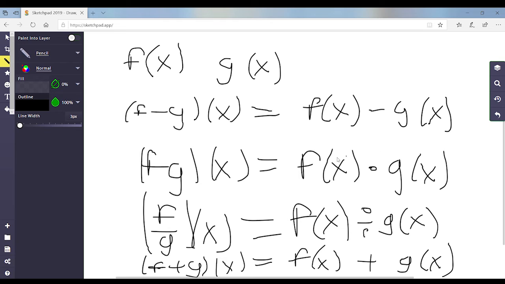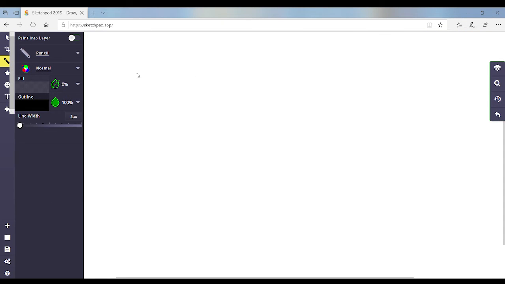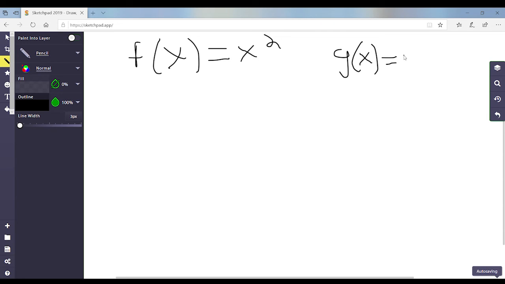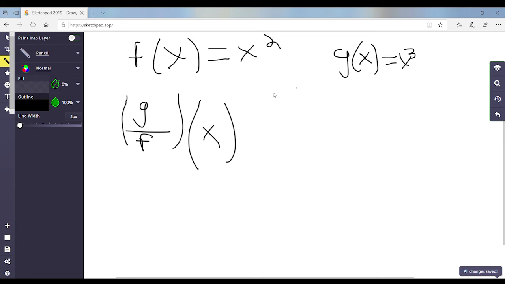You just, instead of writing it all out, you're just pulling out the x, kind of, you can imagine. But let's do an example just to make sure, because it's important that we know this. So we're going to do one for adding and subtracting and one for multiplying and dividing. So let's say f of x equals x squared, and let's say g of x equals x cubed. And we wanted g divided by f of x. So what would we do here? Well, we would take g of x, which is x cubed, and then we would divide it by x squared. So then our function is just x.